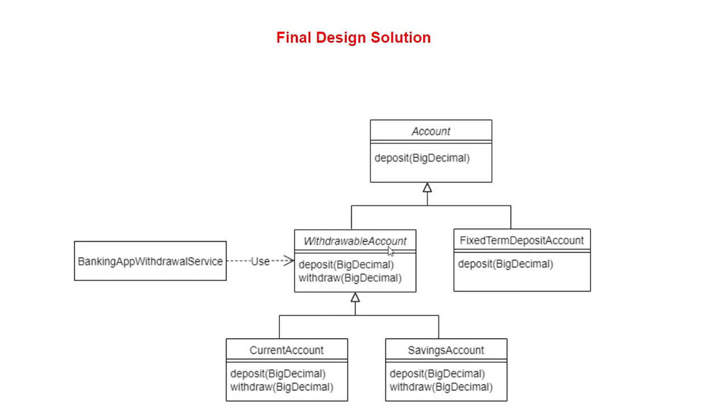But we are adding one more layer here, WithdrawableAccount, which may be a restricted class, or we can use an interface. Through that, the banking app's withdrawal service will not be impacted, and you can easily use the current account or savings account, and we can withdraw and do the operations. I hope you understood the Liskov substitution problem. Okay, and that is a part of the SOLID principles. Let's see some simple examples so that you can understand.